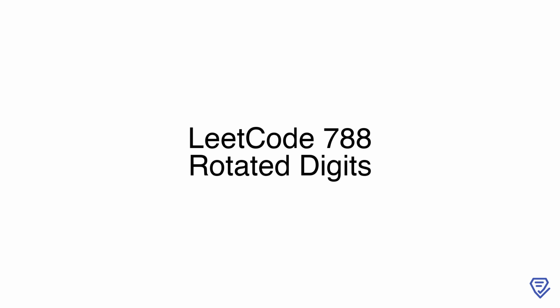Welcome to this walkthrough of LeetCode problem number 788, Rotated Digits. In this problem, we'll explore the concept of determining how many numbers between 1 and n are considered good after rotation. By the end of this session, you'll have a clear understanding of the problem requirements and the strategies to solve it efficiently. Let's dive in.